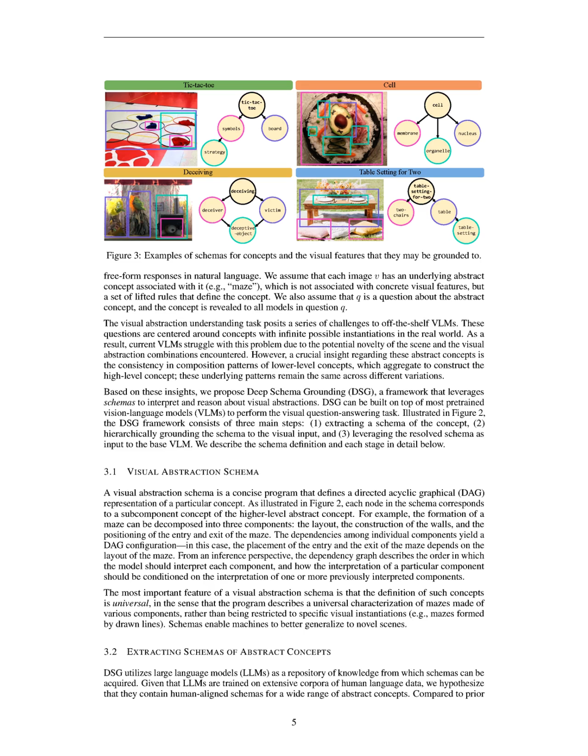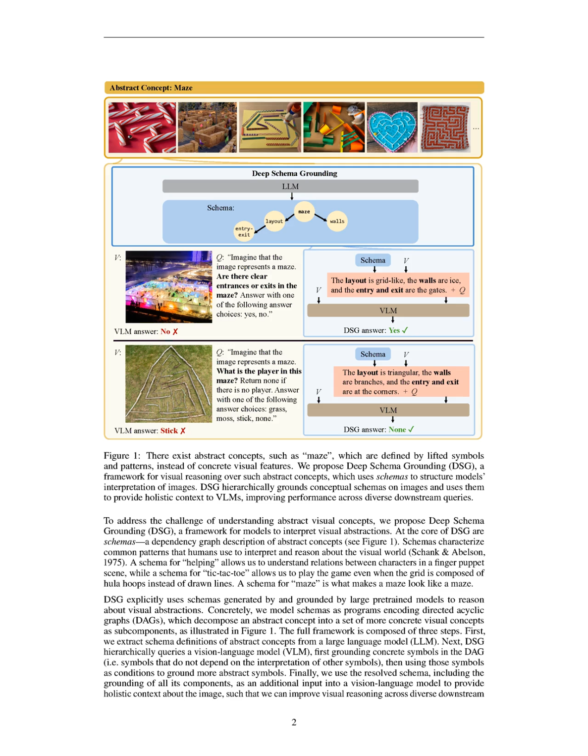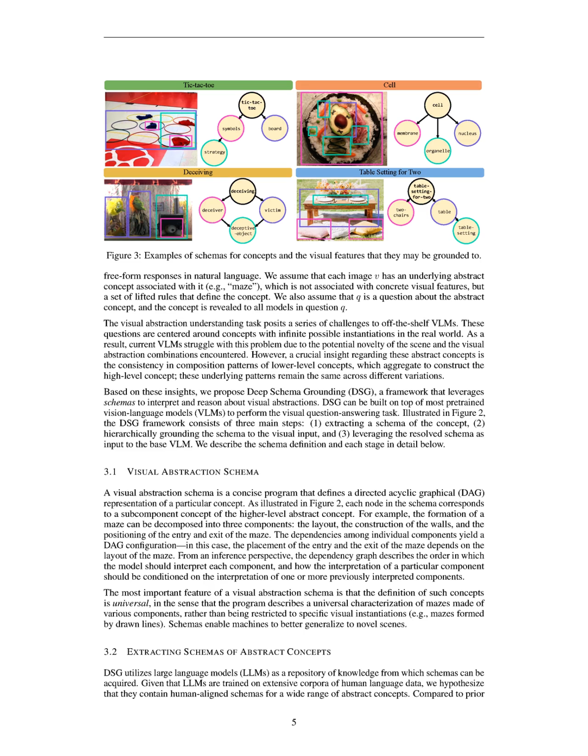The proposed Deep Schema Grounding (DSG) method operates through three main components. First, it extracts schema definitions of abstract concepts from a large language model (LLM), which generates a directed acyclic graph (DAG) representation that decomposes the abstract concept into concrete visual components. Second, DSG hierarchically grounds these schema components to visual entities in the image, starting with more concrete symbols and using them as conditions to resolve more abstract components, ensuring that the grounding process is informed by previously established context.